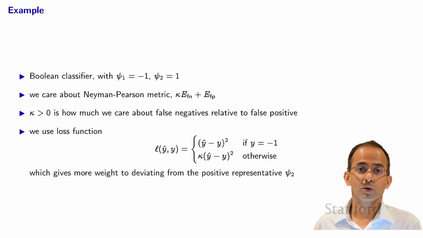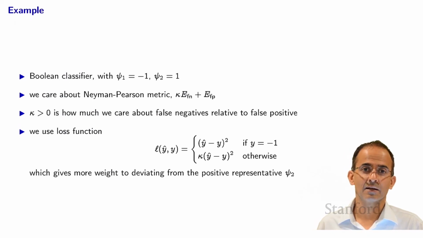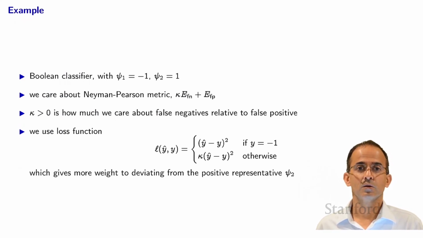Now, our loss function, we're going to use the square loss, but we're going to scale it. And so we'll use y hat minus y squared when y is minus 1. And we'll use kappa times y hat minus y squared when y is 1. And that will give us a weight which is greater when the true y is 1. And so we want to make sure that we are penalizing false negatives more than false positives.